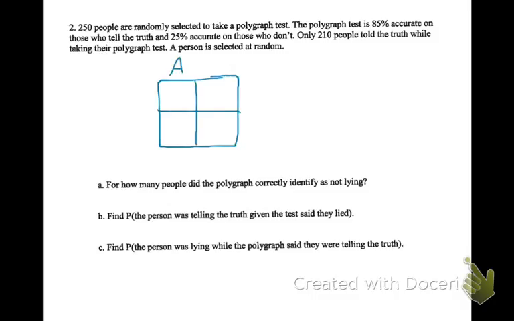Alright, so again we have the events accurate and not accurate. And we also have truth. They told the truth, or they did not tell the truth. That looks a little better.